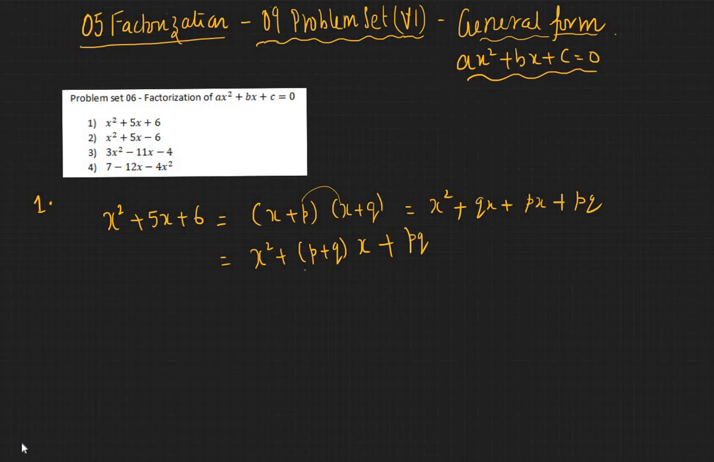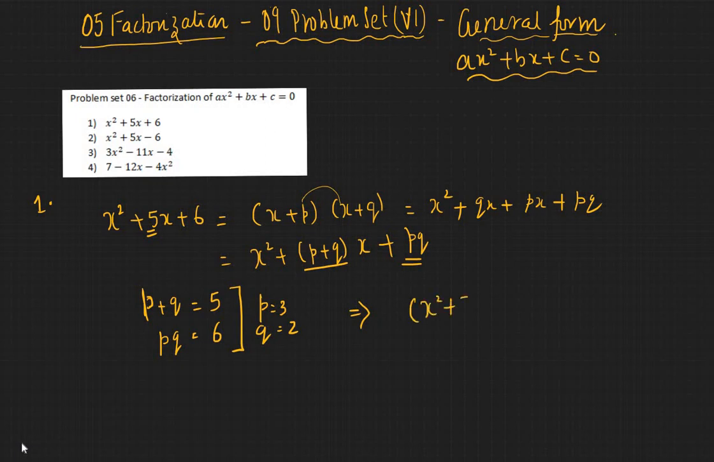So the sum of terms is your 5. So I can say your p plus q, your sum of terms, is 5 and your product of terms is 6. So find p and q. Obviously p would be 3 and q would be 2. This implies that you can write x squared plus 5x plus 6 as (x plus 3) into (x plus 2). So that's how you solve the problem.